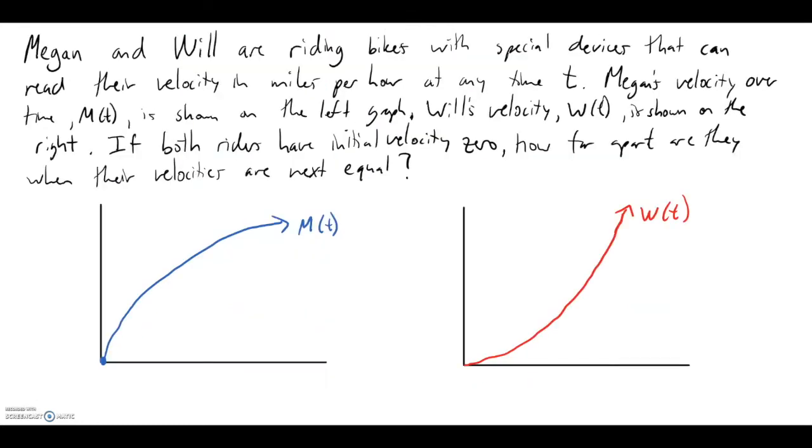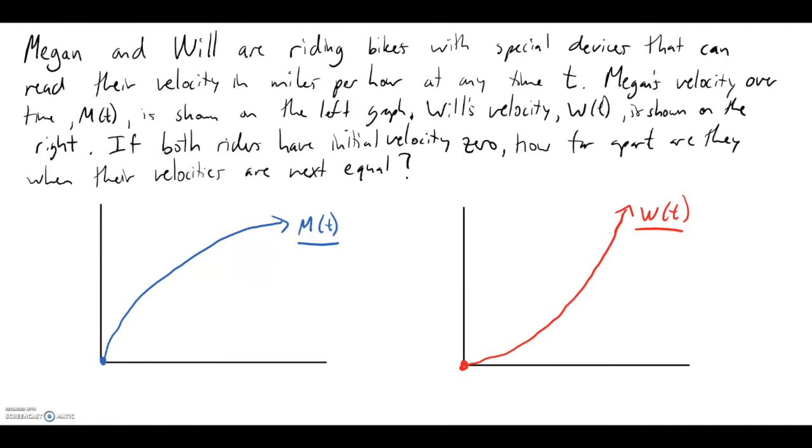So this is a somewhat long intro to this problem. Take a minute to copy it down if you need to. What we'll be looking at is the following situation. Megan and Will are riding bikes with special devices that can read their velocity in miles per hour at any time t. Megan's velocity over time, the function m of t, is shown on the left graph, while Will's velocity, w of t, is shown on the graph on the right. If both riders have initial velocity 0, how far apart are they when their velocities are next equal?